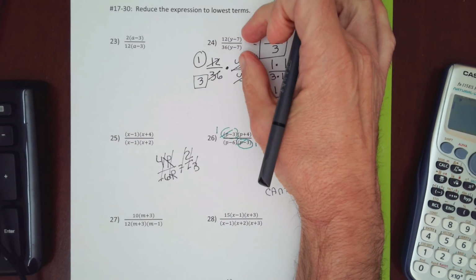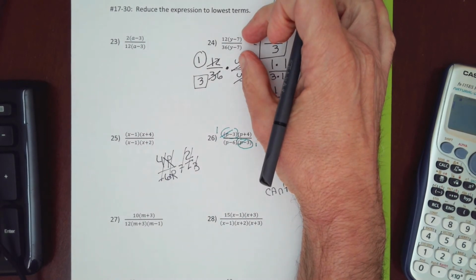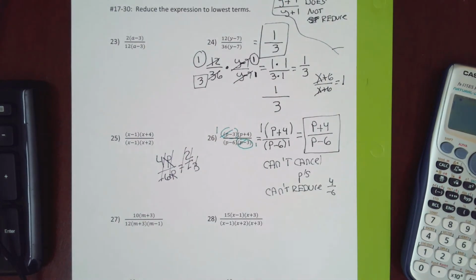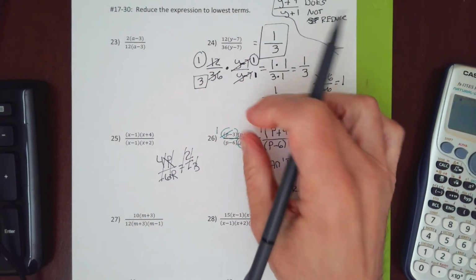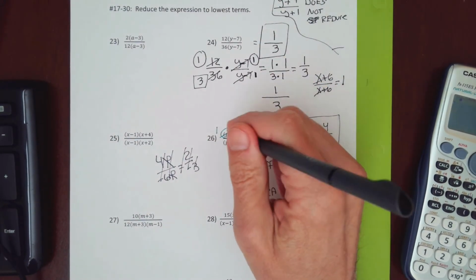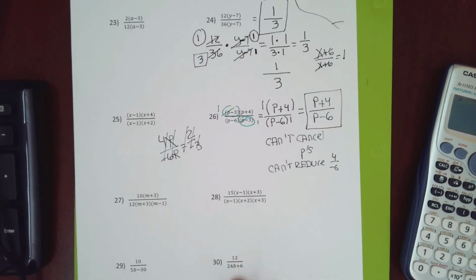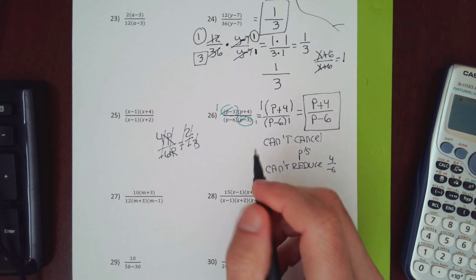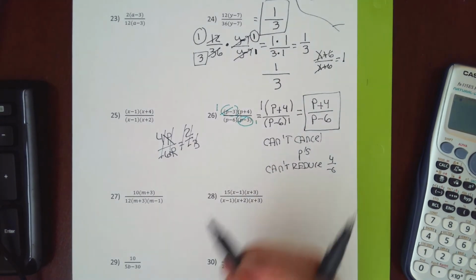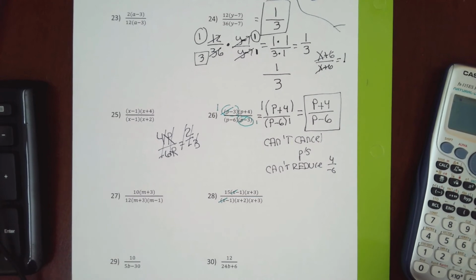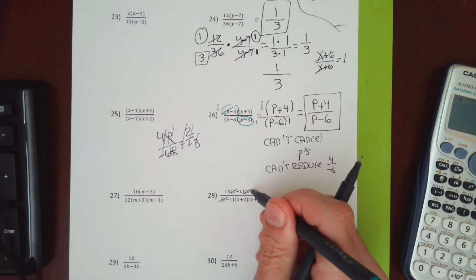Notice up here, there was straight multiplication in the numerator, and I had identical y minus 7s I can cancel. Straight multiplication in the numerator, when the factors are identical, they can cancel. When the factors aren't identical, they can't cancel. In 28, I can cancel the x minus 1s. They're identical top and bottom. The numerator is completely factored. The denominator is completely factored. I can cancel the x plus 3s.